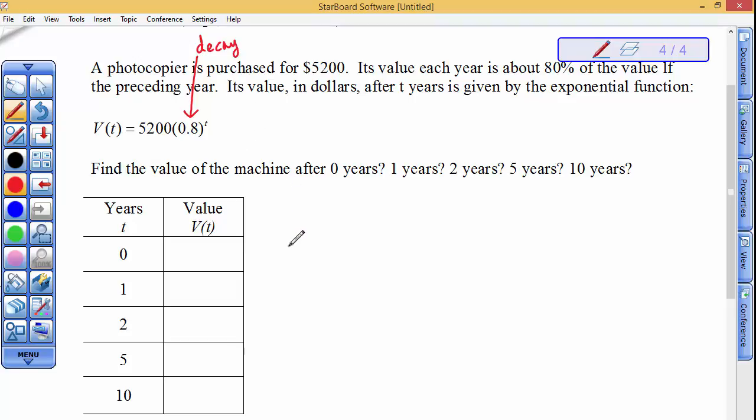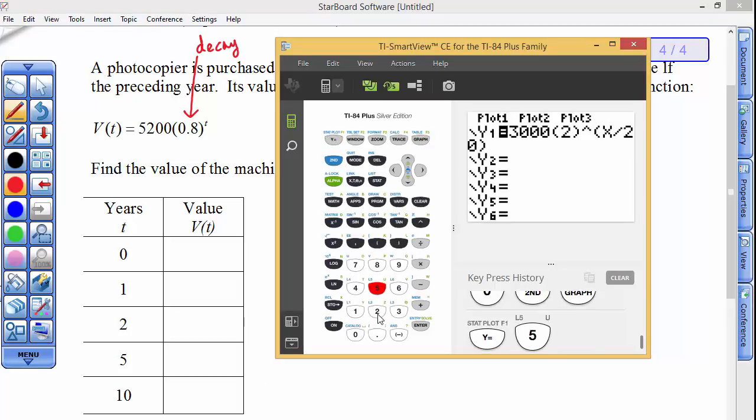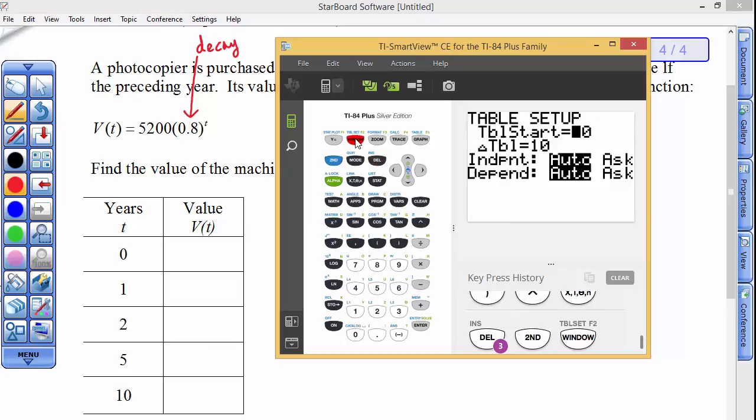So I could put this equation into my calculator. So I could go here and put in y equals 5,200 times 0.8 to the x power, and then I think I have to get rid of a few things. I think that's it. I could start my table at year 0, because my table's going to start at year 0. Remember, anything to the 0 power is 1. So 0.8 to the 0 power would be 1, and 1 times 5,200 should be 5,200 right here. So the value of the copier right at the start of its purchase should be 5,200. I'll go in increments of 1 though, here.